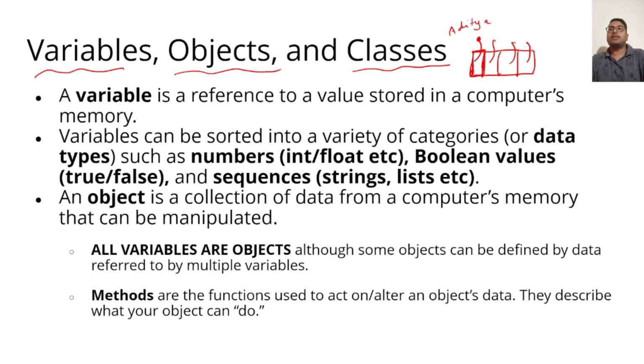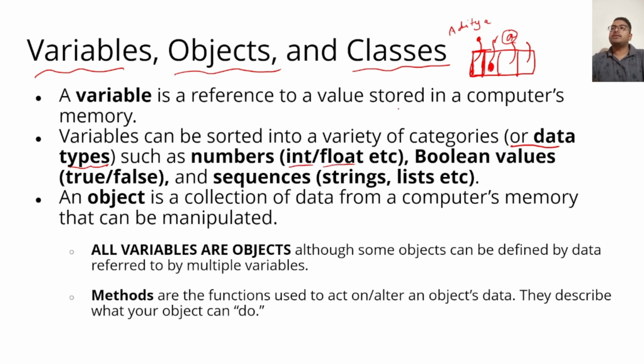In the same way, in Python as well, a variable stores memories. If I give this variable as A, whenever I call A, this particular memory stands up. So a variable is a reference to a value stored in a computer's memory. A variable can be stored in a variety of categories or data types. What are these data types? We'll learn further, such as numbers, int, or float.